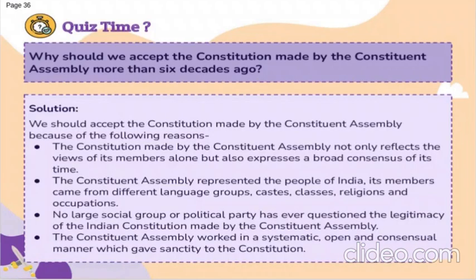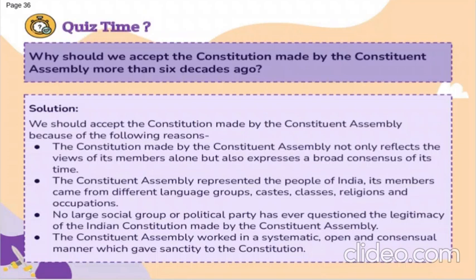The reason is that the constitution they made was not only about their members, the 299 members. It was not only about them. It was about the broad consensus of the time, and in the future also, they wrote accordingly. The assembly represented the people of India, and members came from different groups. It's not that only specific people were there. There were Muslims, Hindus, Christians, people of different languages and different classes. So they gave all their ideas.